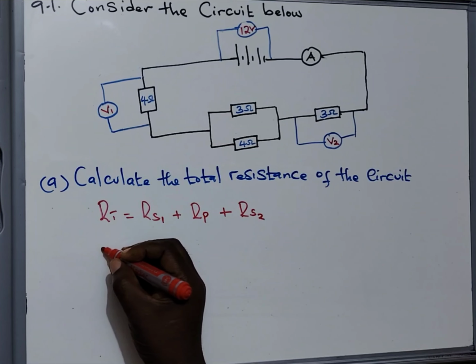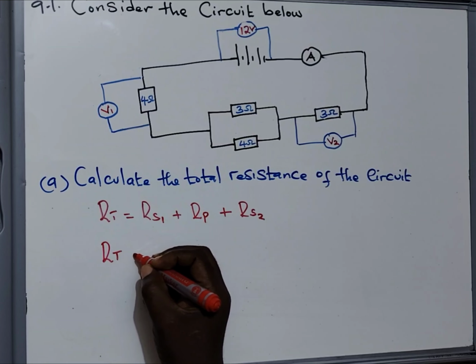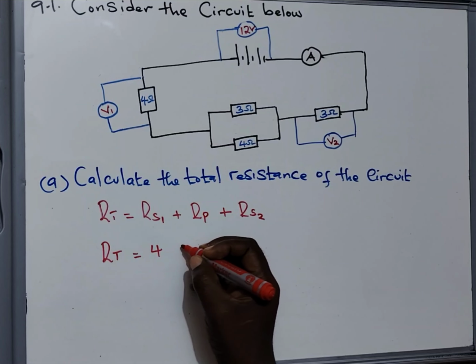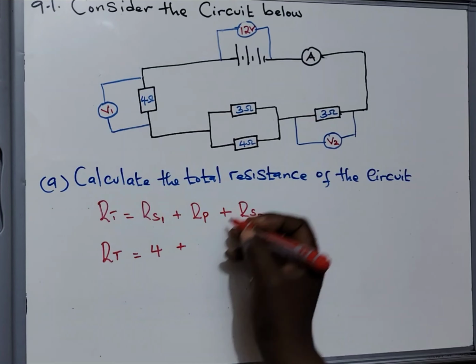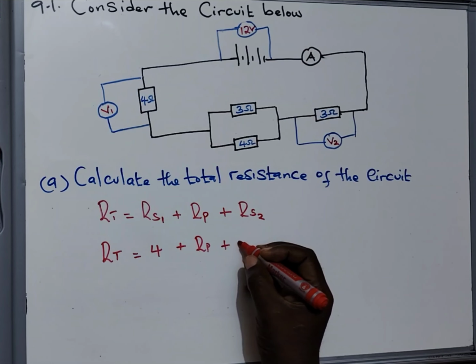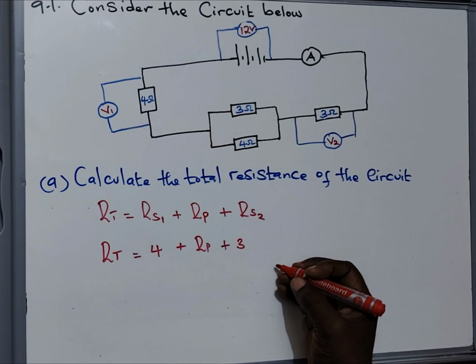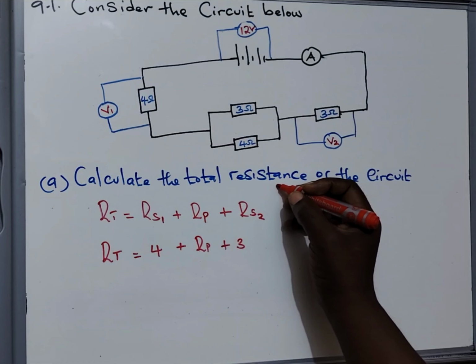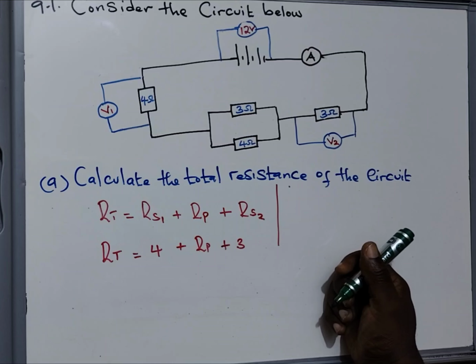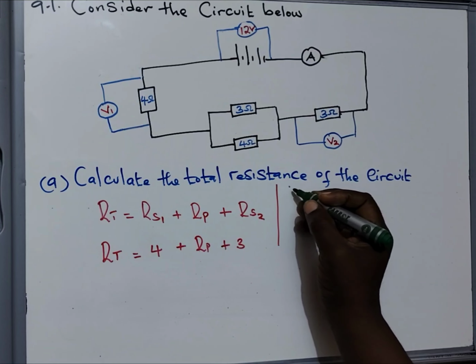So what do we do under this circumstance? We can substitute for what we know. We say RT is equal to RS1, which is 4 ohm. Then RP, we don't know it now, but RS2 is 3. We can't proceed until we have got RP. So we go for calculation of resistors in parallel.